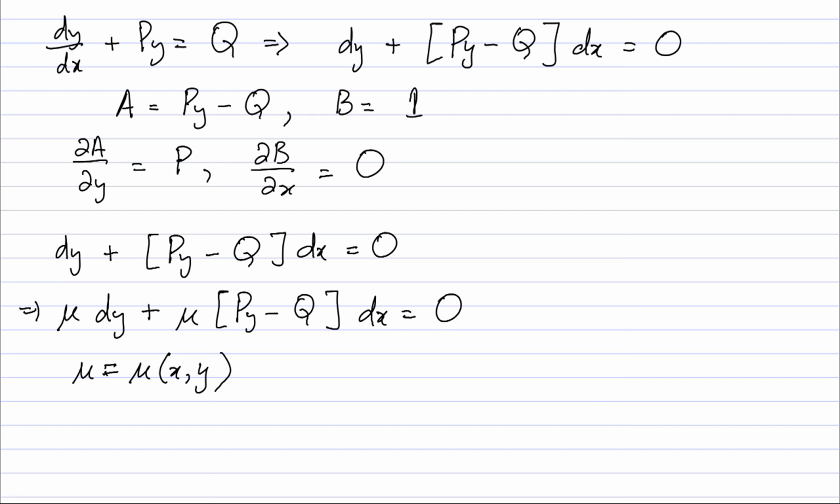Okay, and if mu turns out to be only a function of x, then there are general techniques to find this integrating factor mu. If it's only a function of y, then there are general techniques to find this integrating factor. But in general, if it turns out to be a function of both x and y, then there's no general technique, you just have to guess it. Thankfully, for most cases of interest, it turns out that it's only a function of x or a function of y.